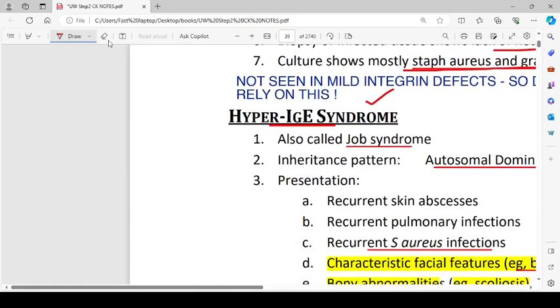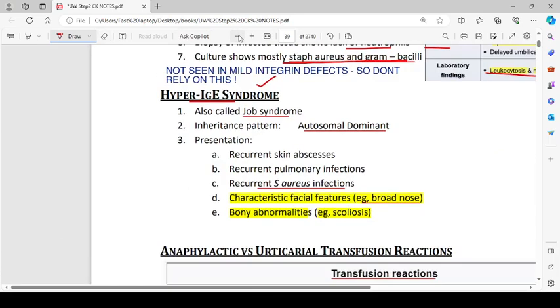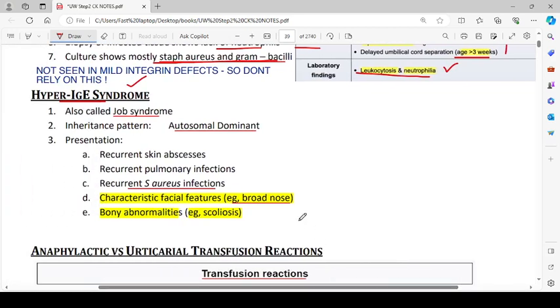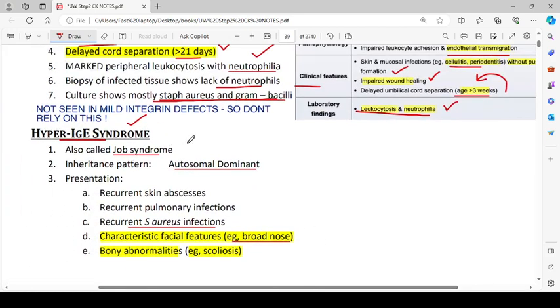Okay. The next thing is about hyper IgE syndrome. The hyper IgE syndrome, also called Job syndrome, has an autosomal dominant inheritance pattern. Again, another disorder which is autosomal dominant. Before that, we talked about C1 esterase inhibitor deficiency, right? So this is hyper IgE syndrome. It is an autosomal dominant disorder.